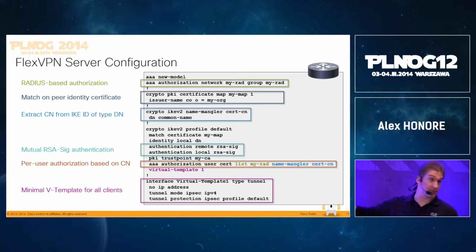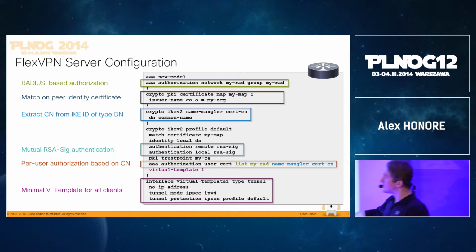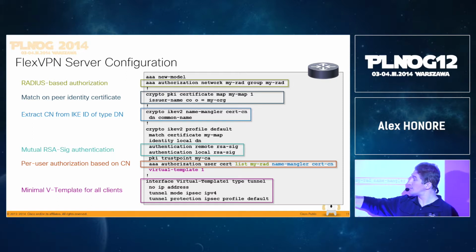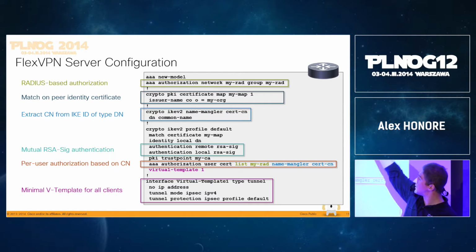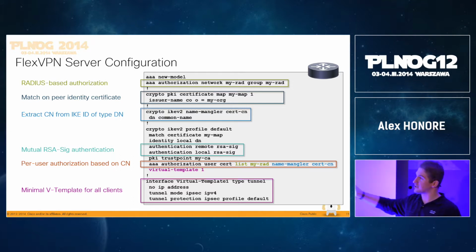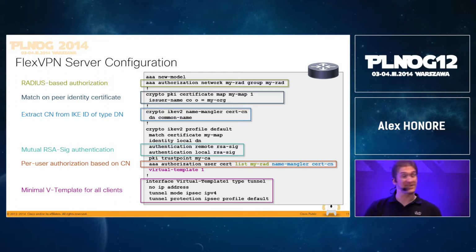And this is the authorization statement that enables the whole per user feature functionality. I will say that I want to authorize my user who's using certificates by applying this RADIUS AAA list using the result of my CN extractor. Once this is all retrieved, I've got a set of attributes.